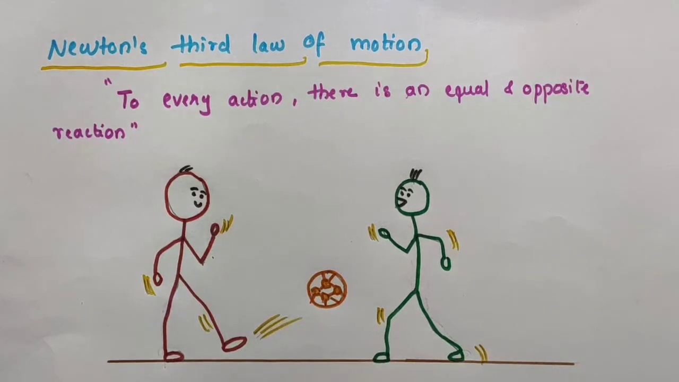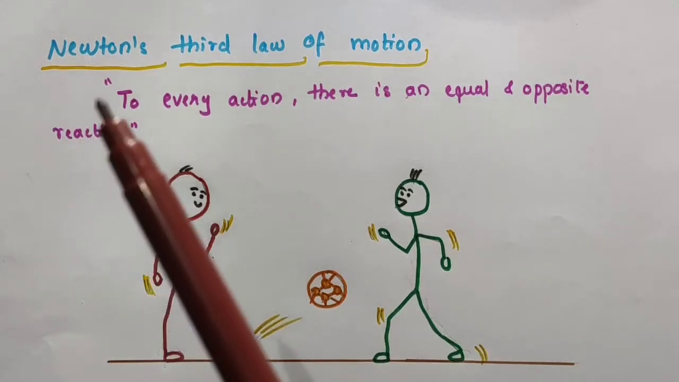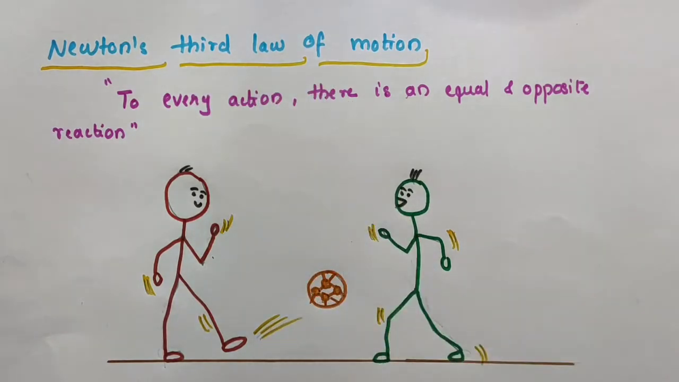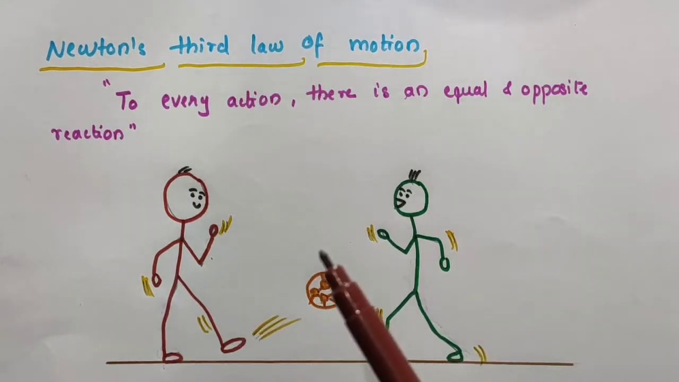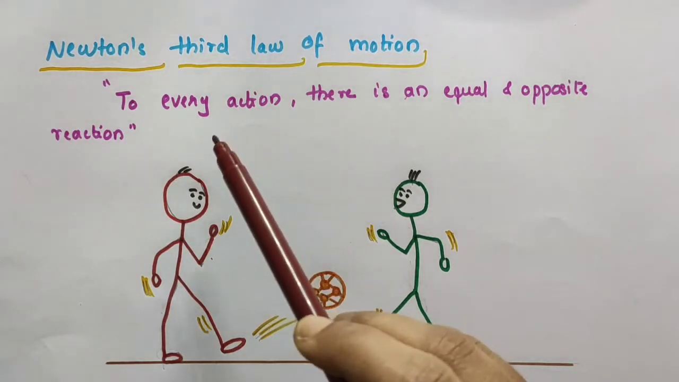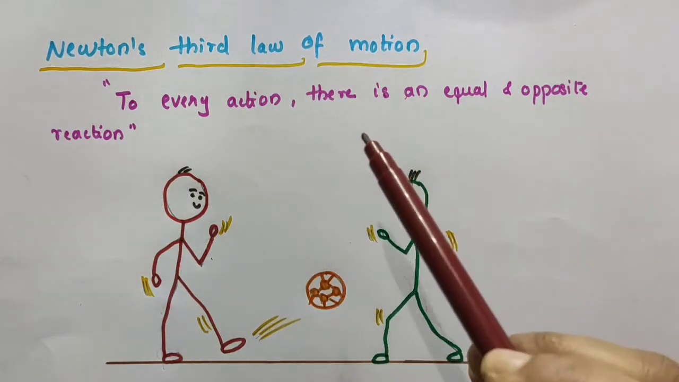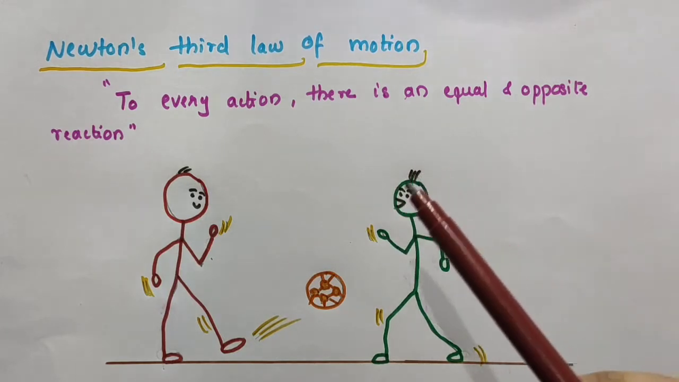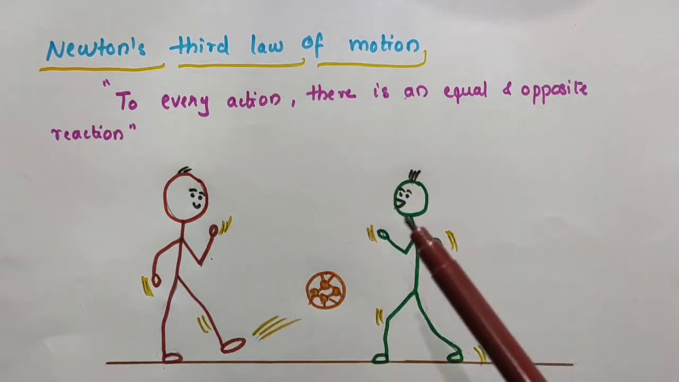Hello everyone. In this video, we are going to talk about Newton's third law of motion. We have already discussed Newton's first and second laws of motion. Those two laws tell us how an applied force changes the motion of an object and provide us a method of determining force in terms of mass and acceleration of the object. Now, we are going to discuss Newton's third law of motion, which is a very simple law in terms of its statement, but it has very much importance in our daily life.